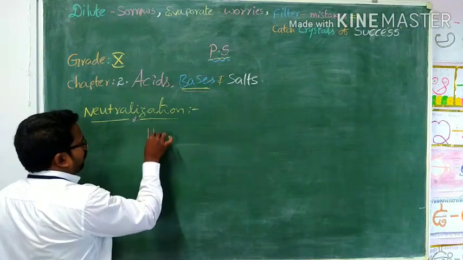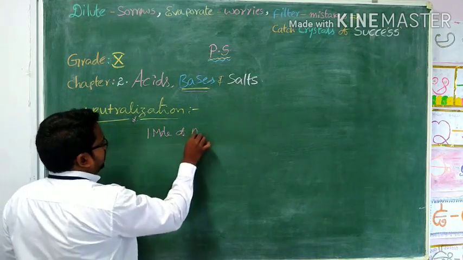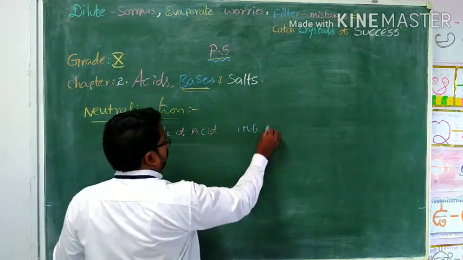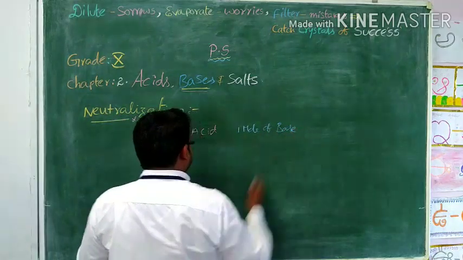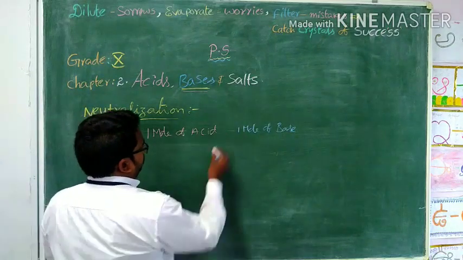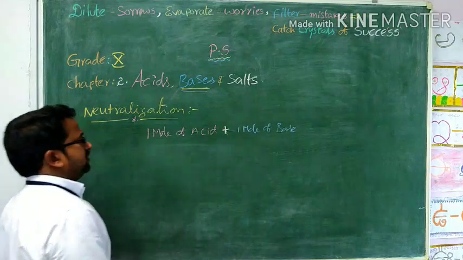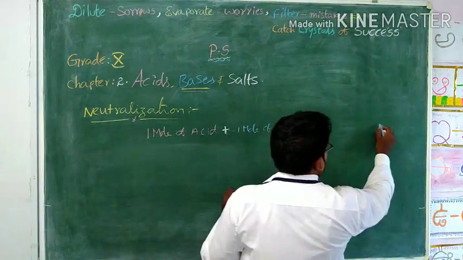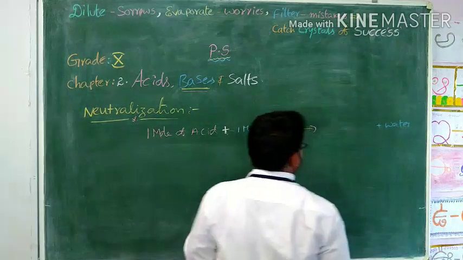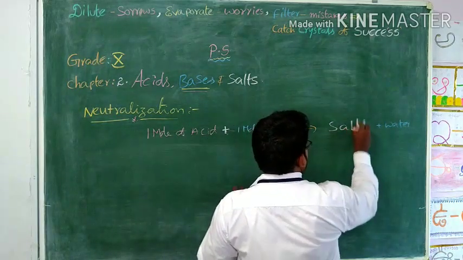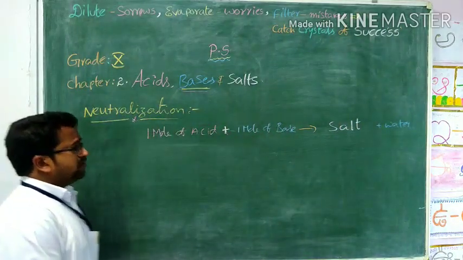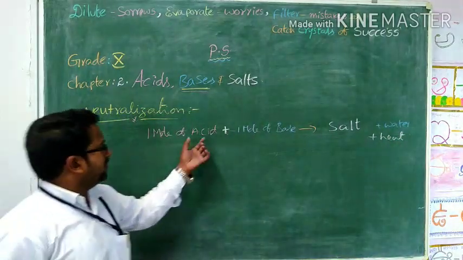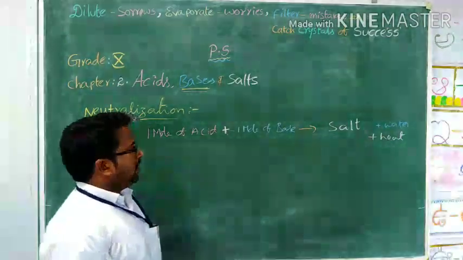Now let us see the definition of the neutralization reaction. Neutralization is nothing but when 1 mole of acid combines with 1 mole of base. These two combine with each other, 1 mole of acid and 1 mole of base, to produce salt and water. Water is common in all neutralization reactions. Besides this, their respective salt is also formed. Of course, a certain amount of heat will also be released. The amount of heat released depends on the strength of the acid and the strength of the base. That is the definition of neutralization.